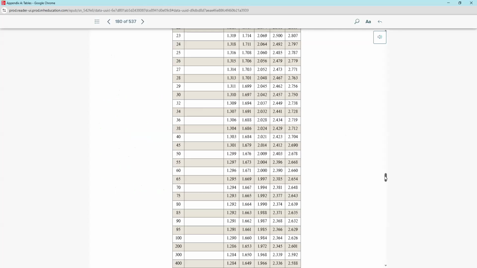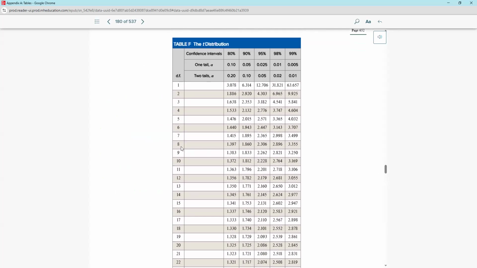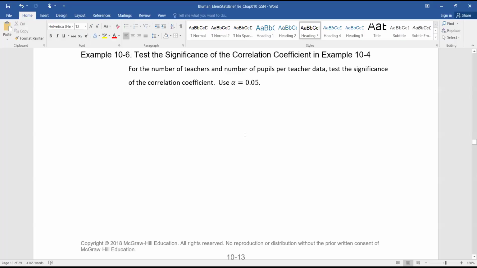So again, I got the degree of freedom of 8, so I need to go all the way up to 8 here. Here's 8. And then I would go to, we need 0.05. What was the alpha? 0.05. So we got 10 minus 2, which is 8. There it is right there, 0.05. And so therefore I get 2.306. So then that means that my t-score would be plus or minus that.